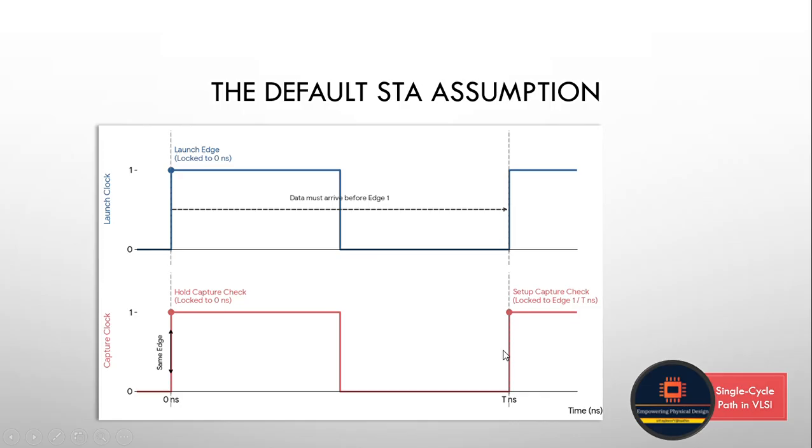Next is hold. For hold, what you are seeing is a short vertical arrow at 0 nanosecond in the capture clock.